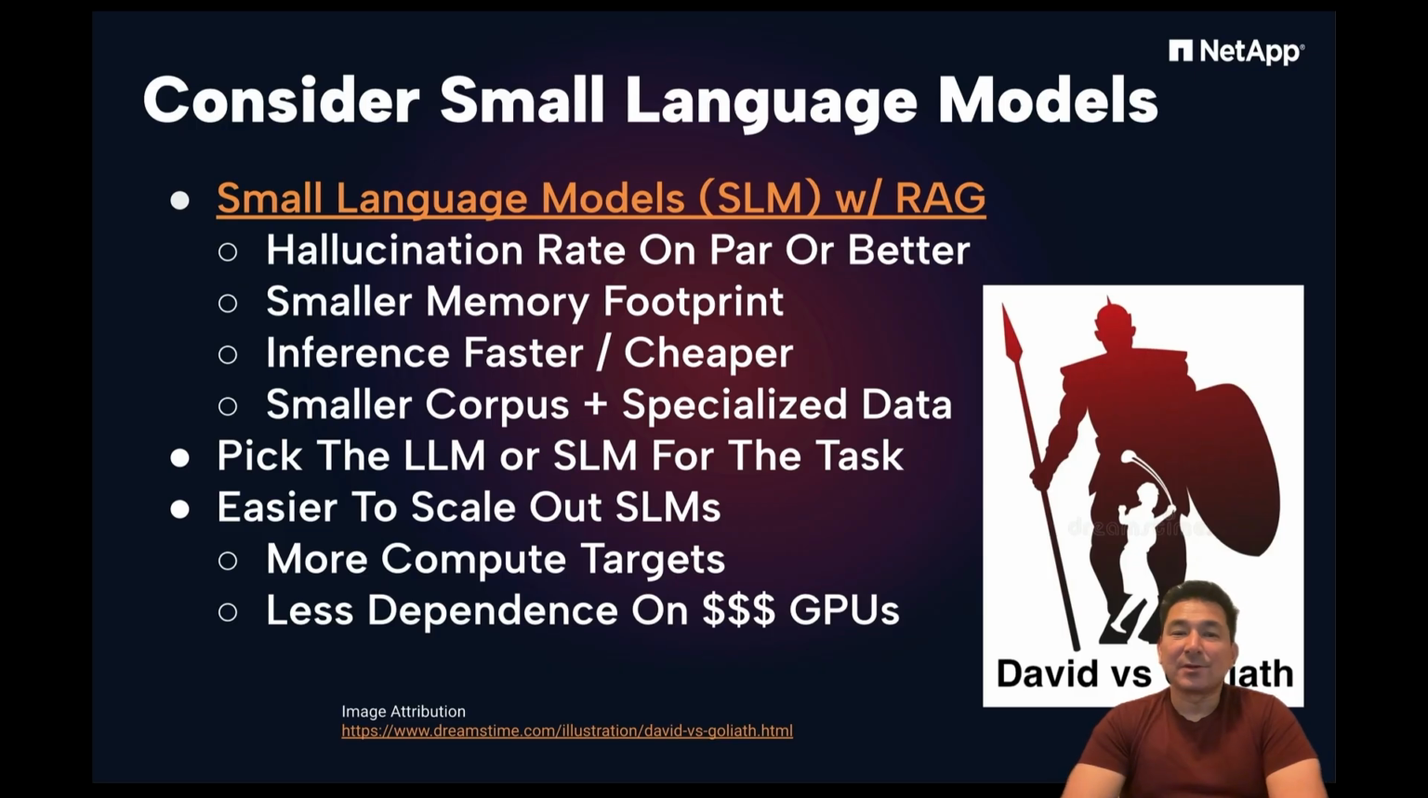Because they have a much smaller corpus of information that they've been trained on, it's much easier to specialize these small language models for purpose-built tasks or creating subject matter experts. Regardless of the path you take, pick the large language model or the small language model best suited for your particular task. But consider small language models as it's much easier to scale out. You can deploy these models on various different types of compute, and you have less dependence on very expensive GPUs.